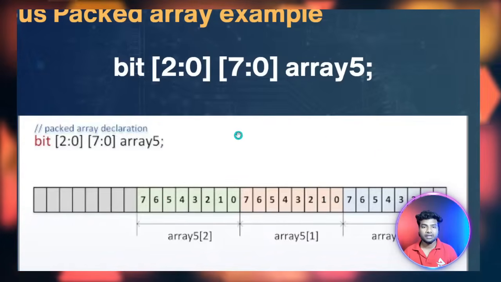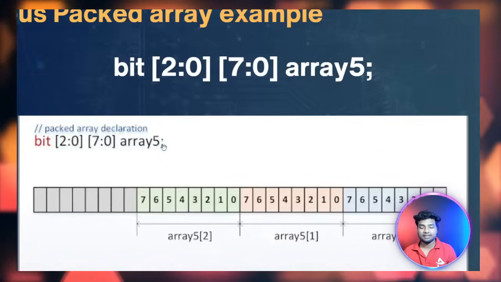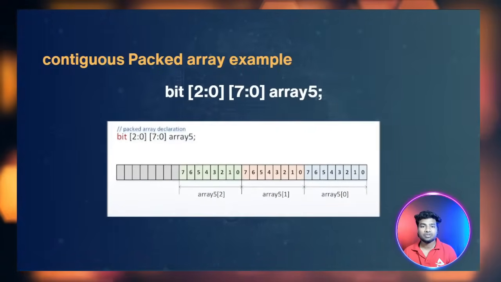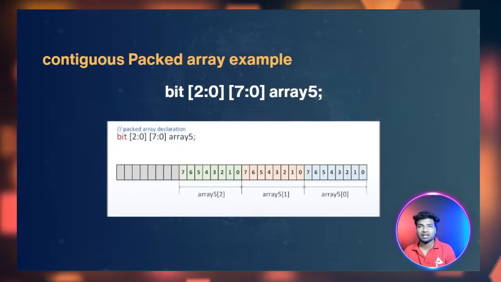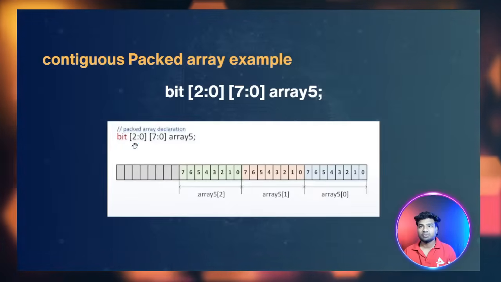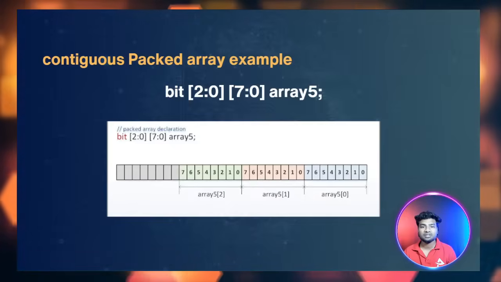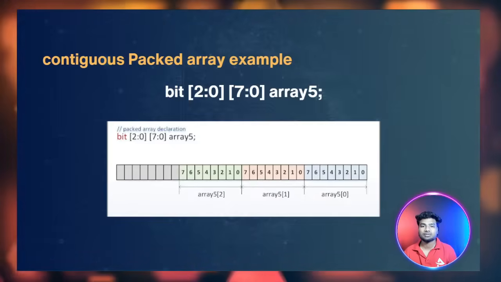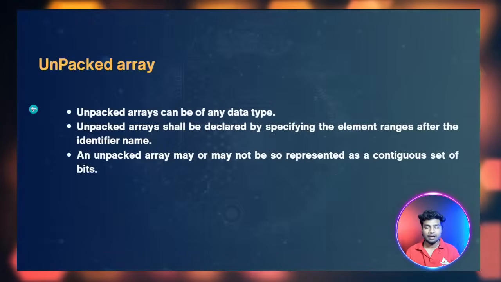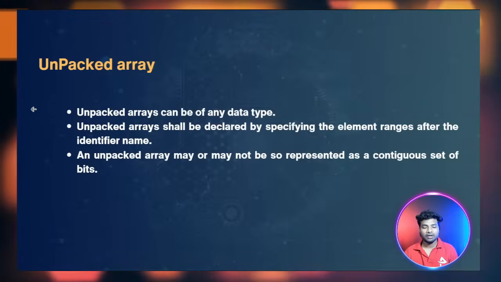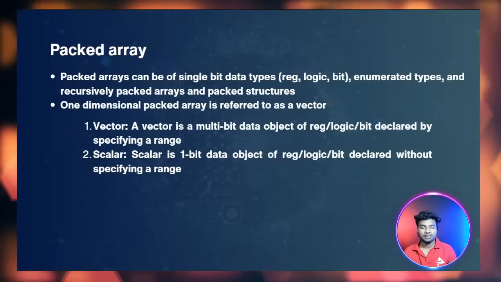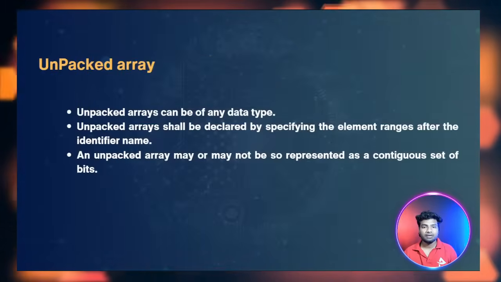The memory creation of this packed array is contiguous. It will create the memory location very next to the previous array, meaning here 3 arrays, 3 memory locations, each next to the previous memory location. Okay, this is how it works. Unpacked arrays can be of any data type, but packed arrays must be of single bit data type.